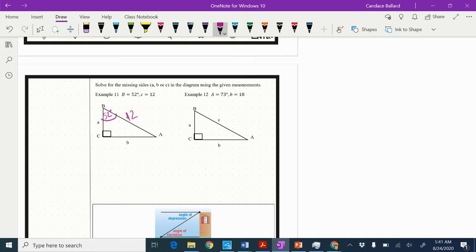So if this is my reference angle, that means this is the opposite, this is the hypotenuse, and this is the adjacent. So I'm going to start by doing the opposite leg and doing a sine calculation. So sine of 52 equals B, my opposite, over 12. Well, I need to get B by itself and multiply it on the other side. So I have 12 sine of 52 equals B.